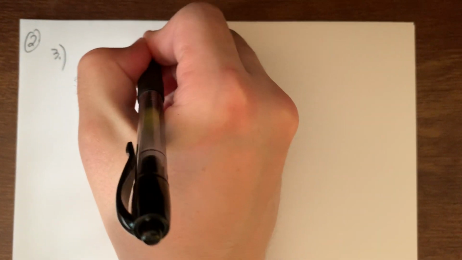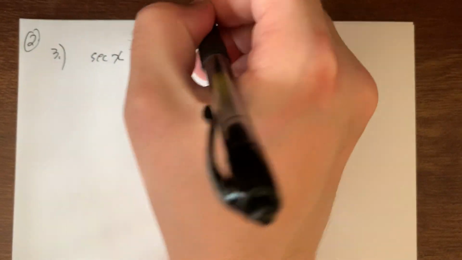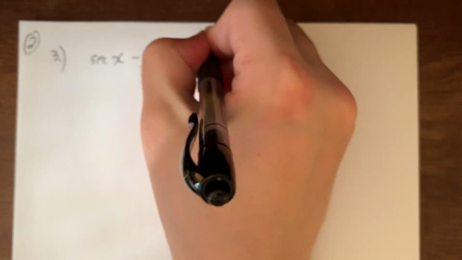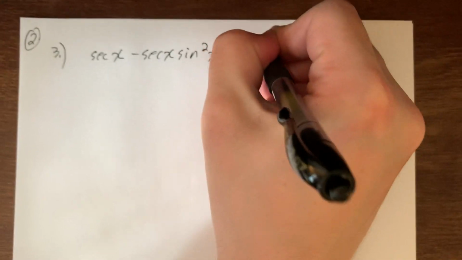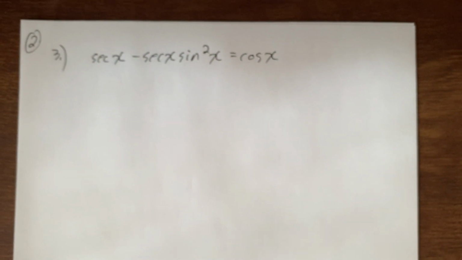Let's look at secant x minus secant x sine squared x equals cosine x.